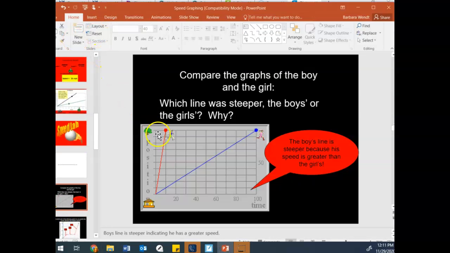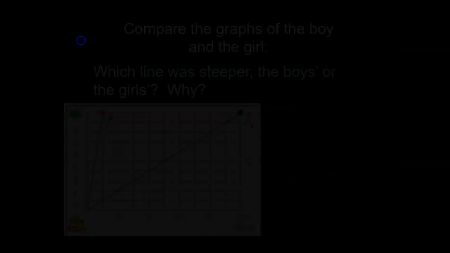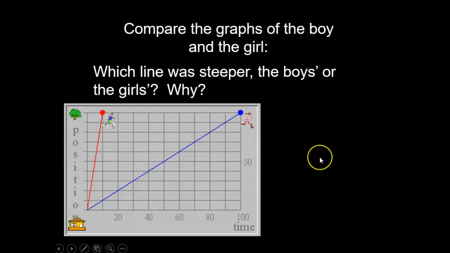All right, so let's look at a couple of these. If I have these two runners, it says which line is steeper, the boy or the girl, and why? Well, it looks like the red line for the boy is a steeper line. Like if this was a slide in the park, that would be a really fast slide. So the boy ran faster than the girl. They both started at the same place at the school. They both ended at the tree. It's just the girl took more time to get there.